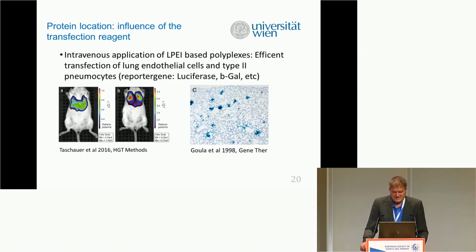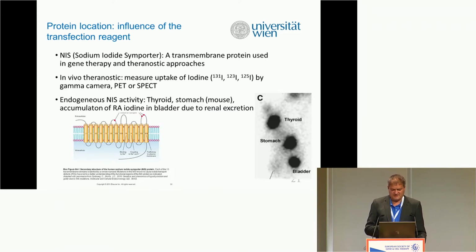Another thing which can be a pitfall will now be presented as an example. Polyethylenimine, I already mentioned it. If you form these particles with it and inject it intravenously in a mouse, you will get a lot of transgene expression in the lung. It's mainly the type 2 pneumocytes and endothelial cells. It works with luciferase transgene, with beta-gal, and other stuff. But please note, these proteins are all cytoplasmic, yeah? They just swim around in the cytoplasm.